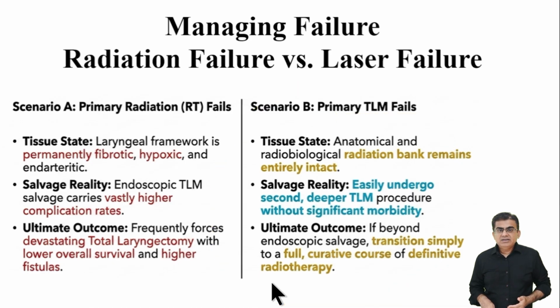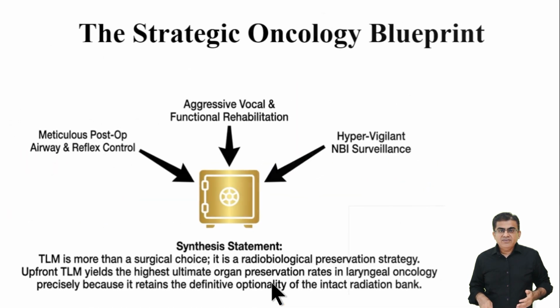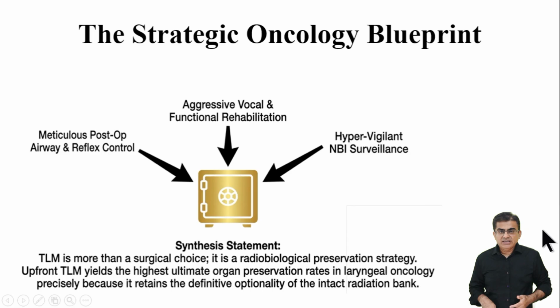Let us now bring everything together in our final slide for this segment of our lecture. Look at the large gold safe in the middle of your screen. This safe represents your patient's radiation bank. This is the most valuable asset your patient has for their long-term survival. Notice the 3 black arrows pointing directly to this safe. To successfully protect this safe, you must perfectly execute 3 major clinical tasks.